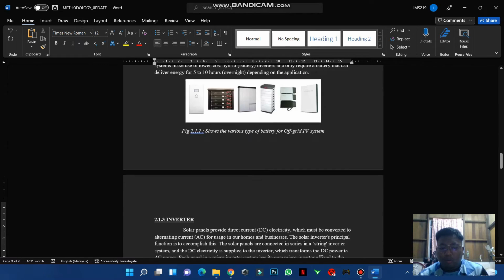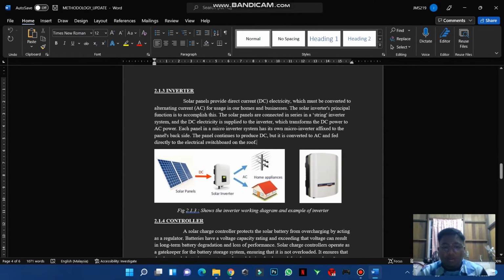So next we will go to the inverter. Solar panels provide direct current DC electricity, which must be converted to alternating current AC for usage in our homes and businesses. The solar inverter's principal function is to accomplish this. As we can see here, this is the diagram for a solar PV inverter installation, where the solar panel gives direct current to the solar inverter, and then the solar inverter produces AC current for home appliances. Next is the picture of an example inverter.